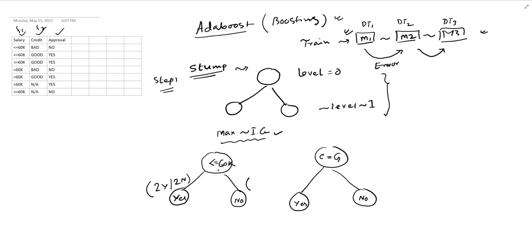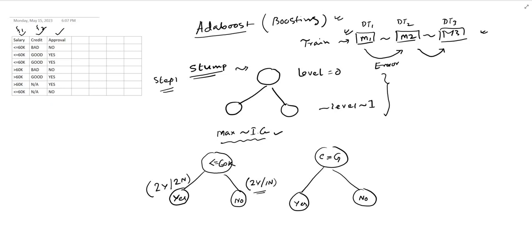What about when it is greater than 60k? The greater than condition is this one. It is saying one no, one yes, and one yes. That means 2 yes and 1 no.